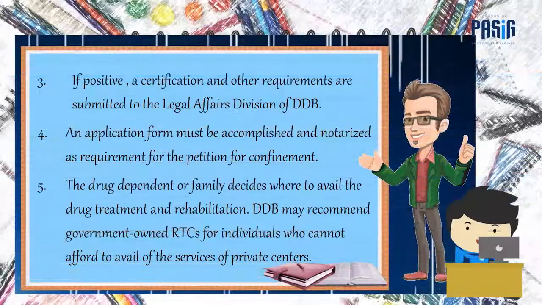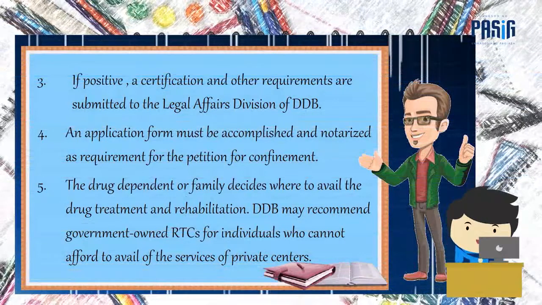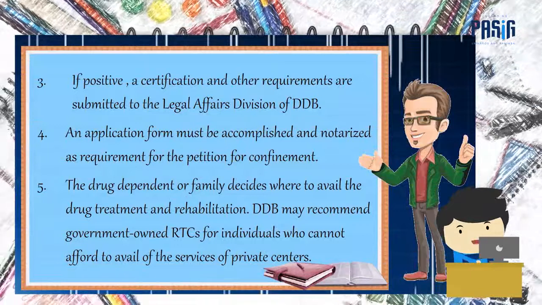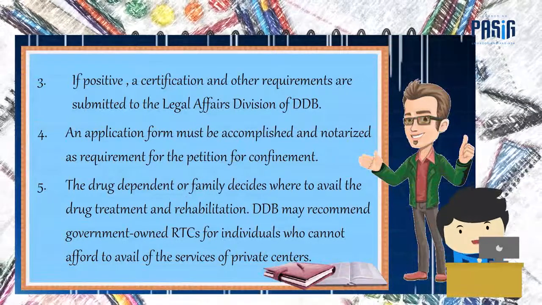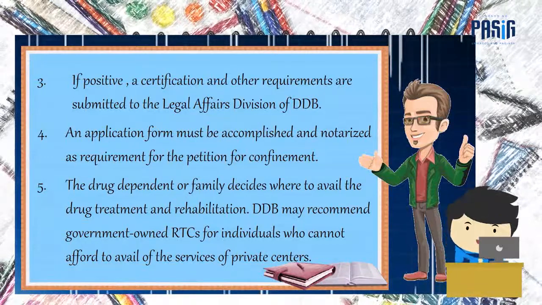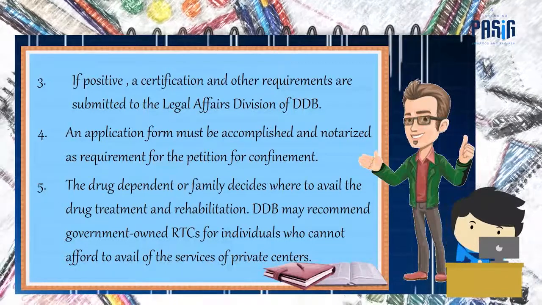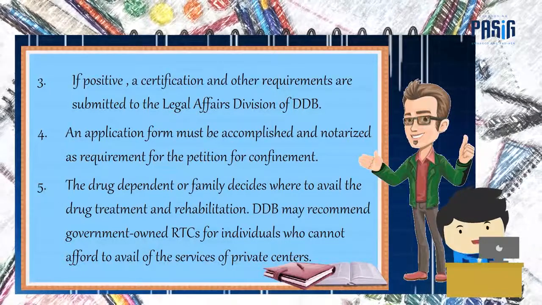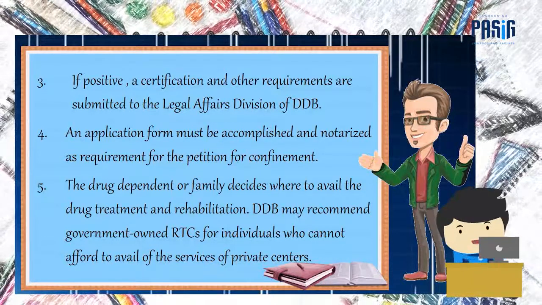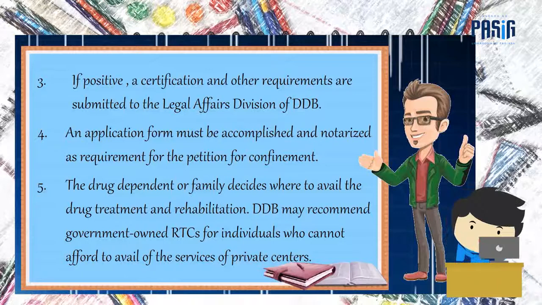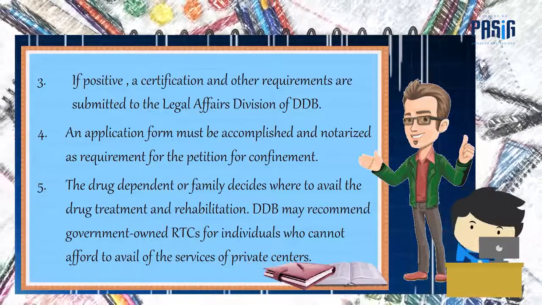Number 3. If positive, a certification and other requirements are submitted to the Legal Affairs Division of DDB. 4. An application form must be accomplished and notarized as a requirement for the petition for confinement. Number 5. The drug dependent or family decides where to avail the drug treatment and rehabilitation. DDB may recommend government-owned RTCs for individuals who cannot afford to avail of the services of private centers.